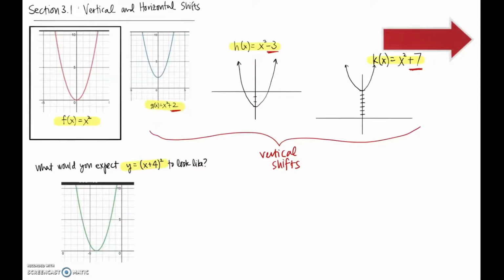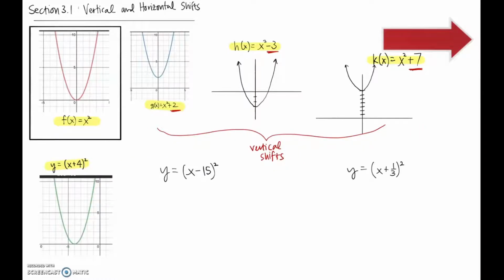Well, let me give you some examples and you decide what you think these should look like. Here we have y equals (x minus 15) quantity squared and y equals (x plus 1/3) quantity squared. We call this the parent function because each of these functions is sort of a derivation of that parent function. It's just a slight variation of this parent function.